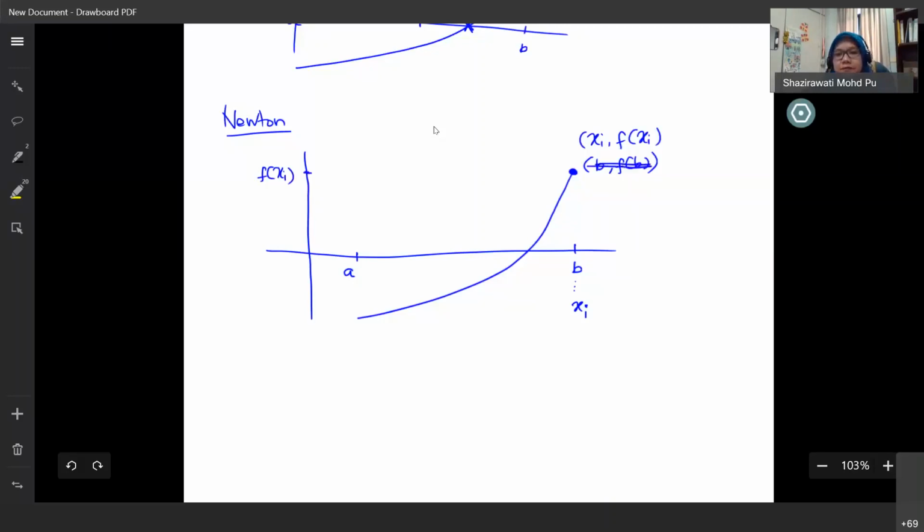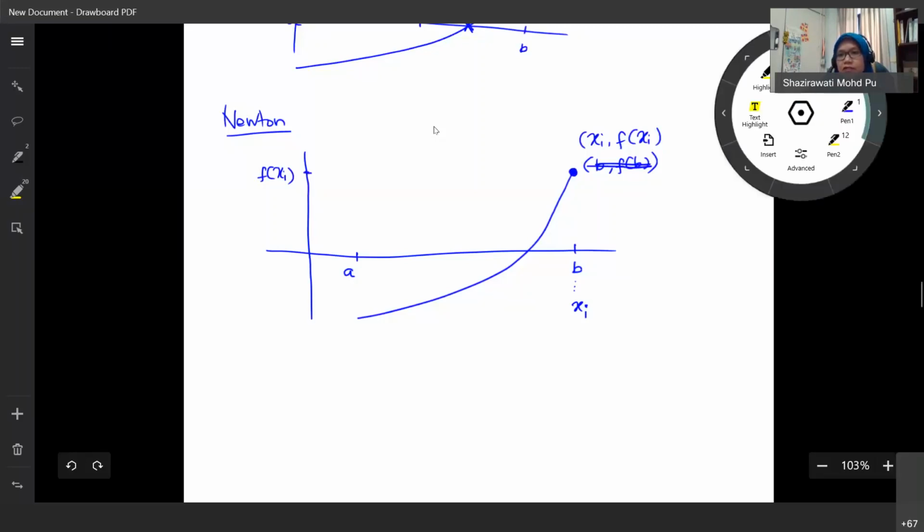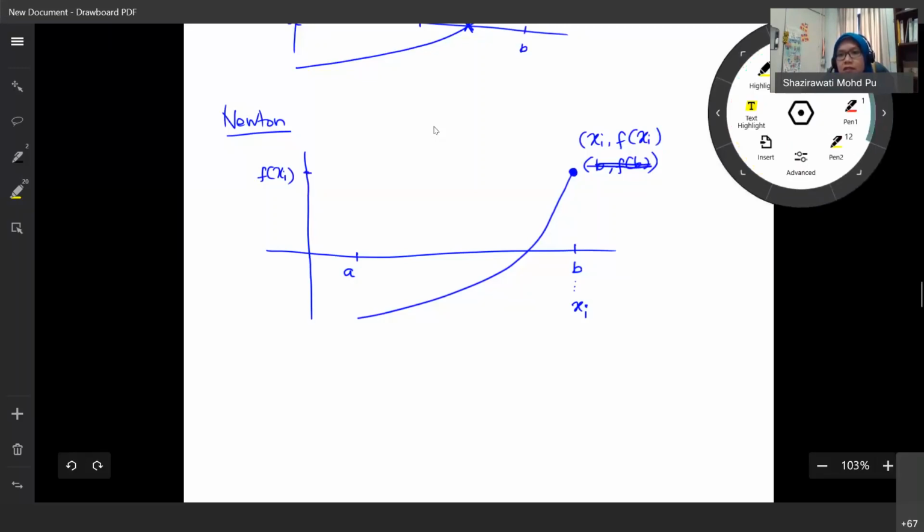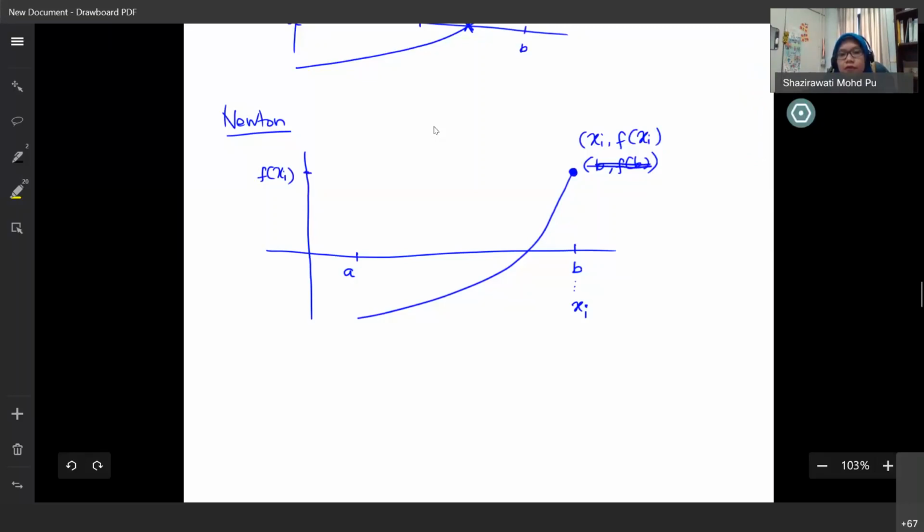Now the idea of Newton-Raphson is to approximate our root by constructing a tangent line, tangent at the point B here. If you draw a tangent line, it is a line that touches the curve at that point. So have your ruler, and I put it somewhere here. This is supposed to be a straight line, my tangent line.